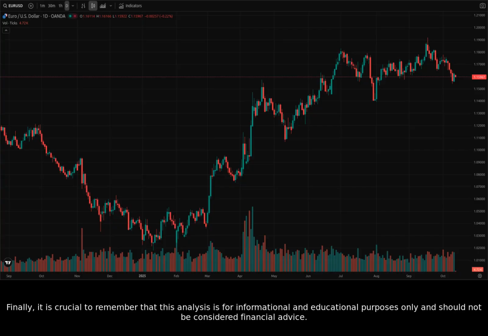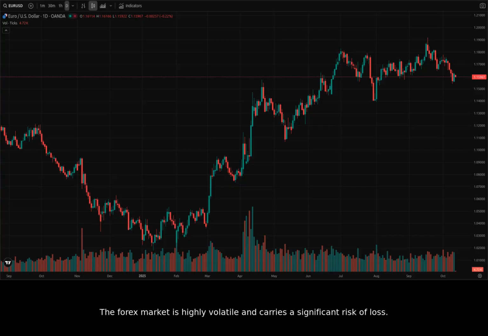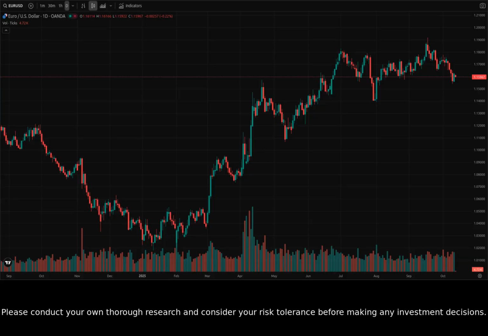Finally, it is crucial to remember that this analysis is for informational and educational purposes only and should not be considered financial advice. The Forex market is highly volatile and carries a significant risk of loss. Please conduct your own thorough research and consider your risk tolerance before making any investment decisions.